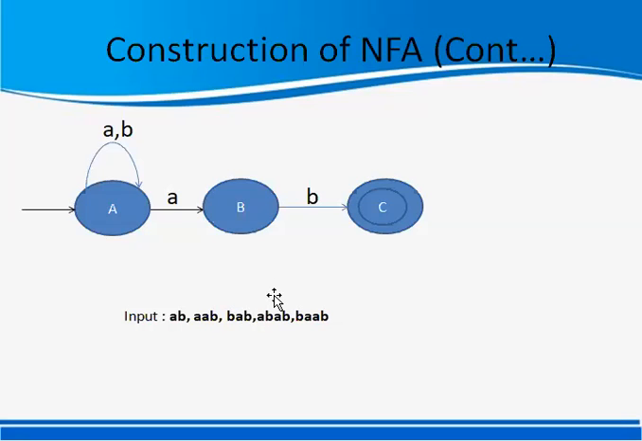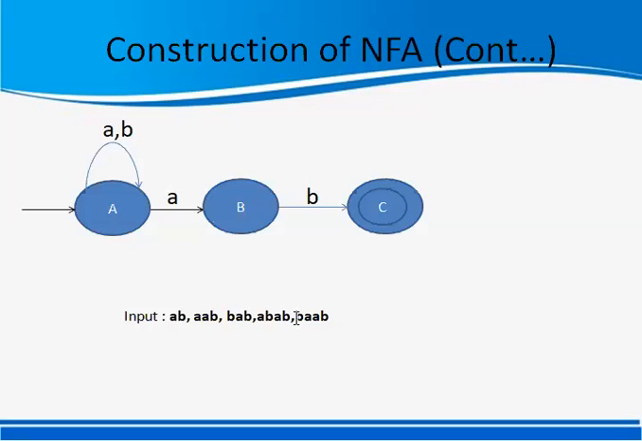Similarly, we can check for the input ABAB, starting from the state A. On input small a, next state will be A. From state A on input small b, next state will be A. From state A on input a, next state will be B. From state B on input small b, next state will be C, and C is the final state. So the string ABAB will also be accepted.